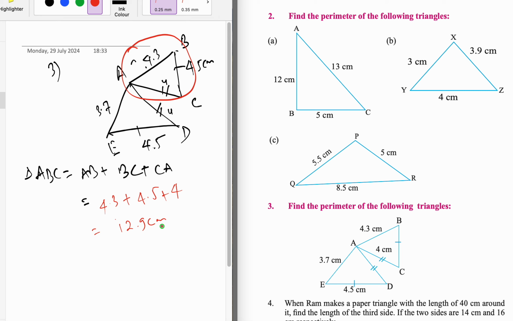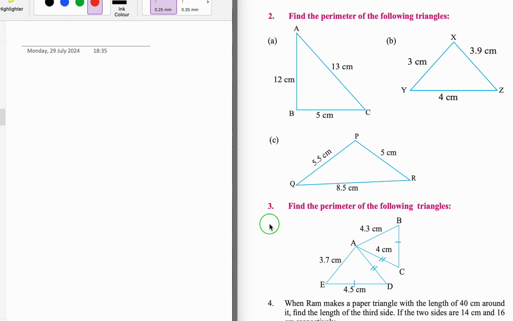12.9 centimeter, and this lower triangle ADE equals 4 plus 4.5 plus 3.7. Here 4 and 4 is 8, and 8 and 3 is 11, 11 here. This is 1.2, 11 and 1.2 is 12.2 centimeter.